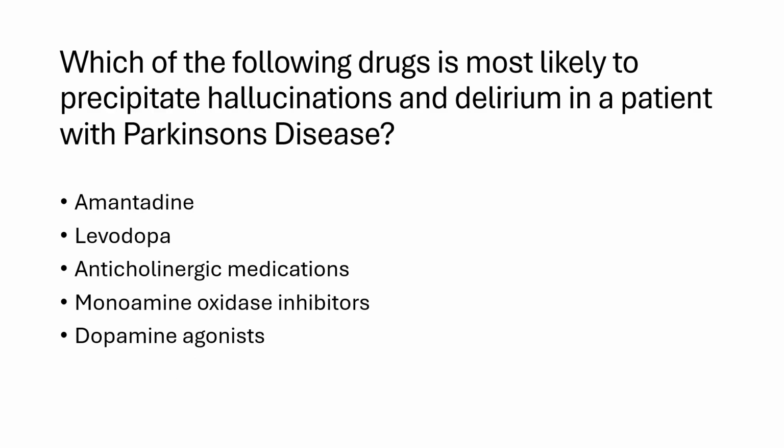This is another classic exam question. Which of the following drugs is most likely to precipitate hallucinations and delirium in a patient with Parkinson's disease? Amantadine, levodopa, anticholinergic medications, MAO inhibitors, dopamine agonists. So the answer in this question is the anticholinergic would be number one. And in order of potency, it would be anticholinergic, then amantadine, then the dopamine agonist, then the monoamine oxidase inhibitor, and then levodopa. Levodopa being the last one.